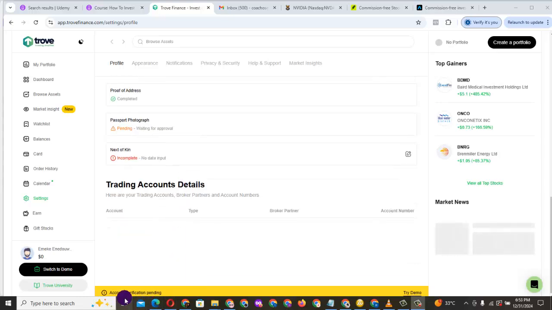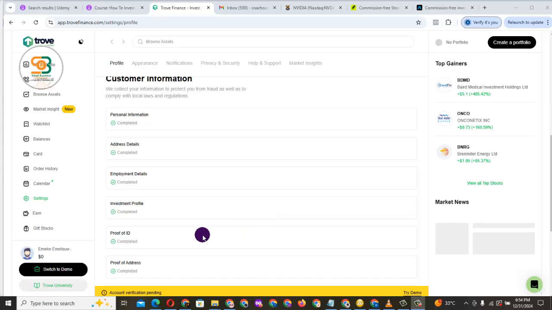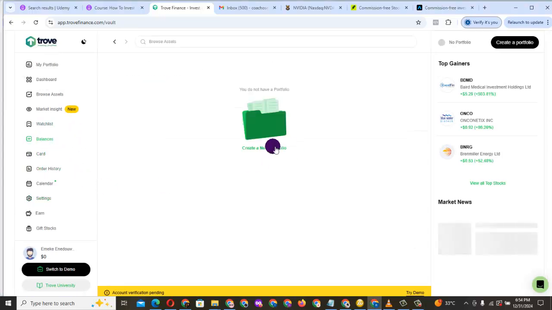But for the moment, you can see the account verification is pending. It's under verification. Once that is done, everything will be set. But before I go into investing, let us go to our balances, because you come to our balances to be able to create a new portfolio. As it stands now, we don't have a portfolio on this particular account. That is how it is when you create a new account.